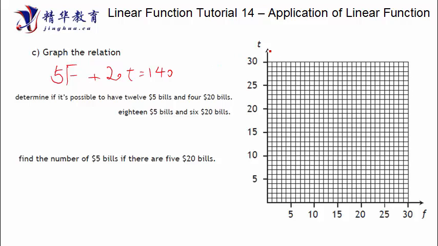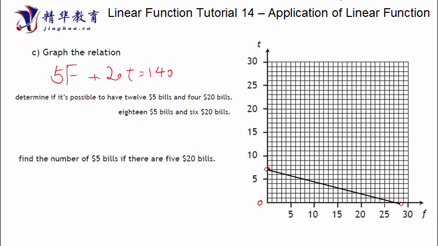So this is t, this is f. That means we don't have any t here. The t must be 0 here. And then f will be how much? 28, right? Which is this part here. And if we don't have any $5 bills, so f is 0, how many $20 bills do we have? We have 7, right? Which is here, 7 pieces. Make sense? Now we just draw a line between these two dots.